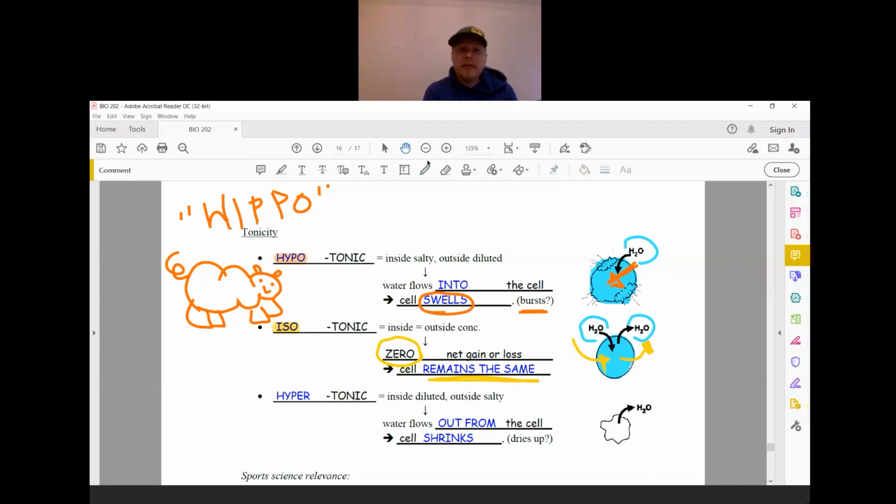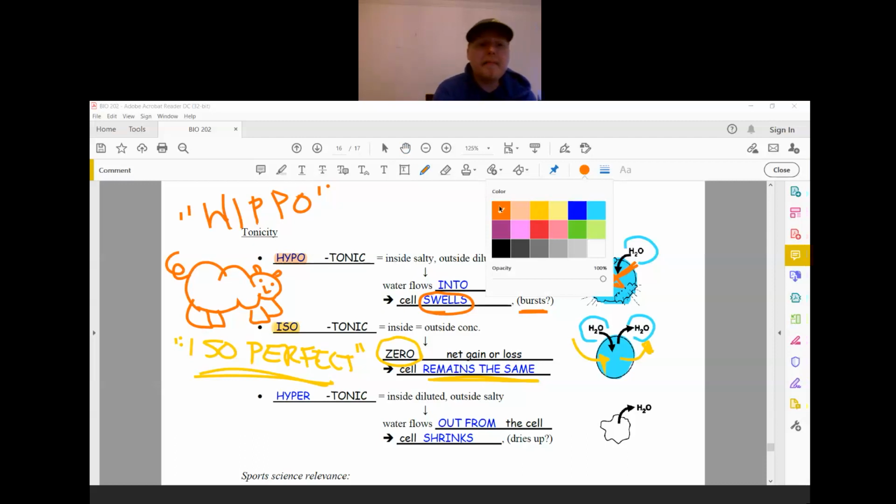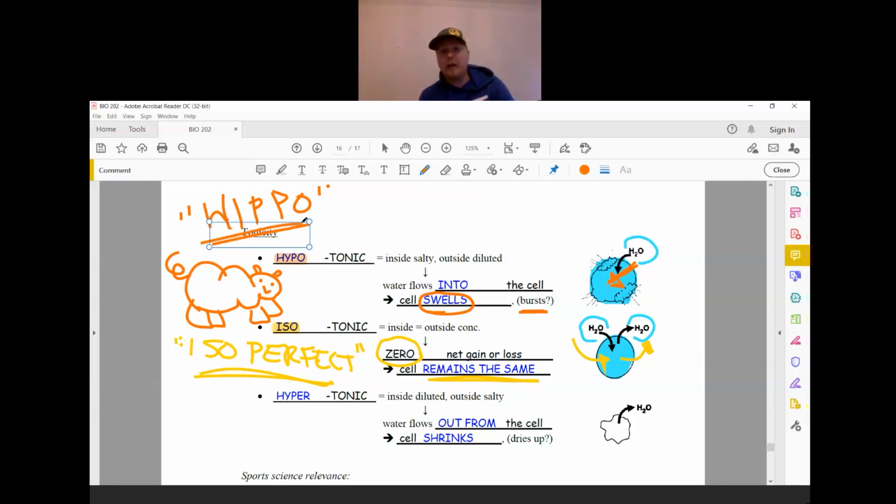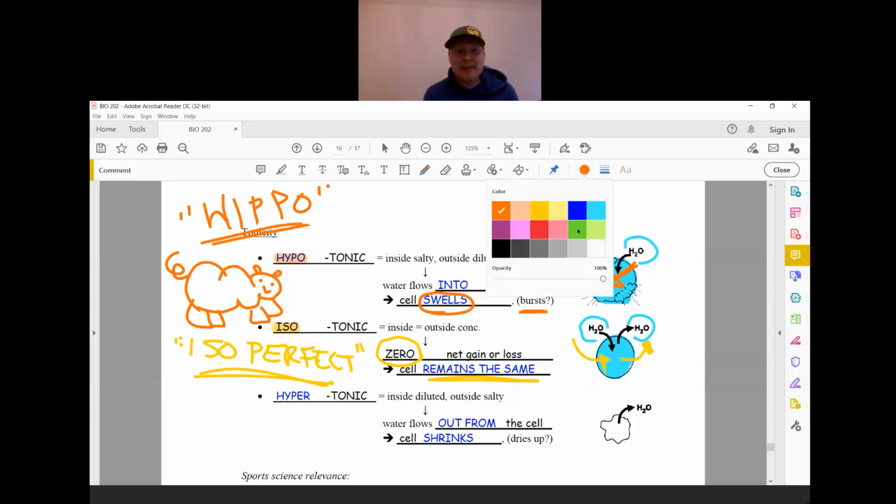So how do I remember isotonic cells? I think of perfect. I don't have to change, I'm perfect. So that's my way of remembering the isotonic cells. And that leaves us with one more type of tonicity to have a look at. And this one will be, of course, our hypertonic cells. So let's have a look at what's happening in hypertonic cells.